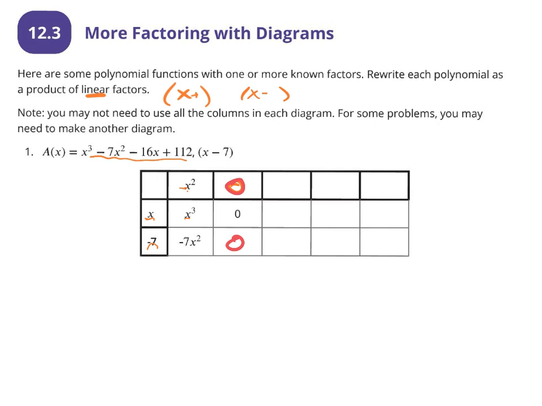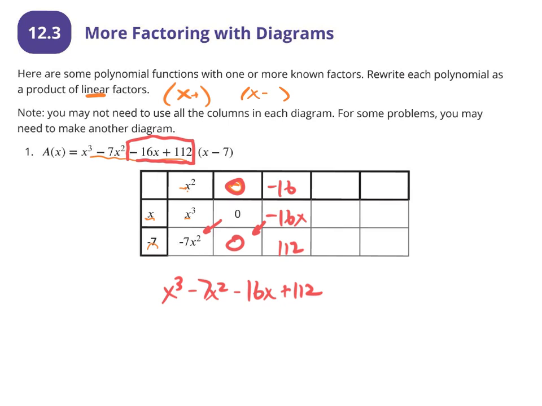So now we're left with our 16x. Because we still had a negative 16x and 112. So let's not forget about that right there. What times x is going to give us negative 16x? Negative 16 times x is negative 16x. When we add on diagonals, we get x cubed, we get negative 7x squared, we get negative 16x. Negative 16 times negative 7 is positive 112. And we match our original polynomial.